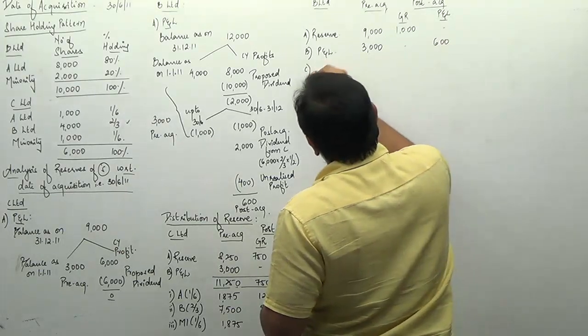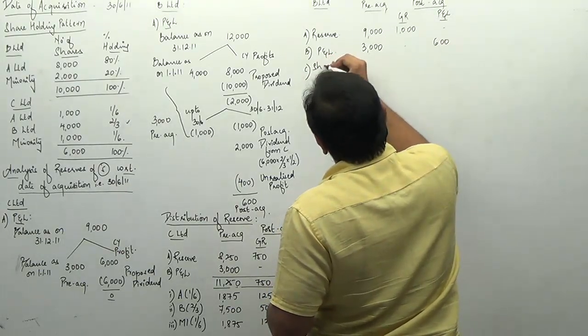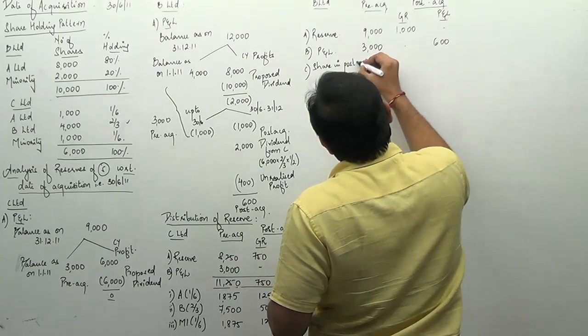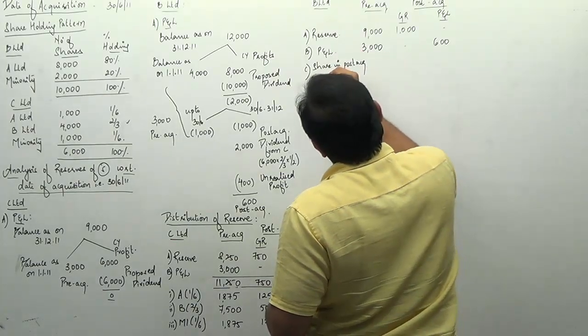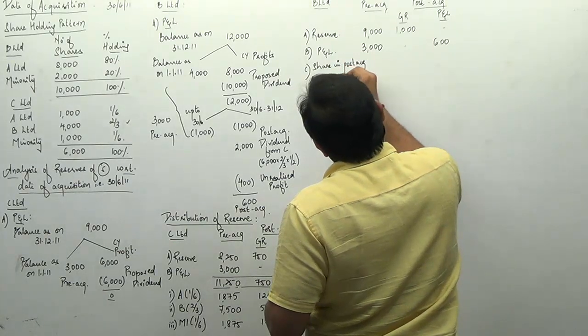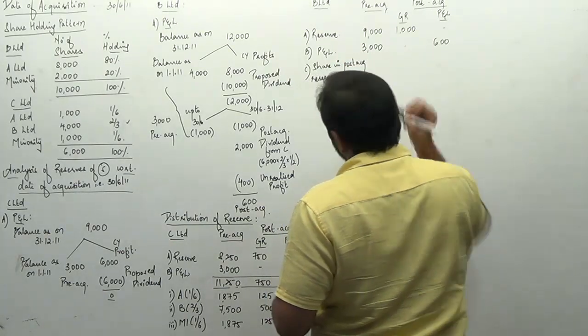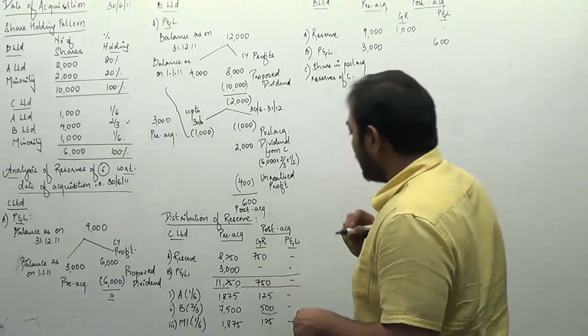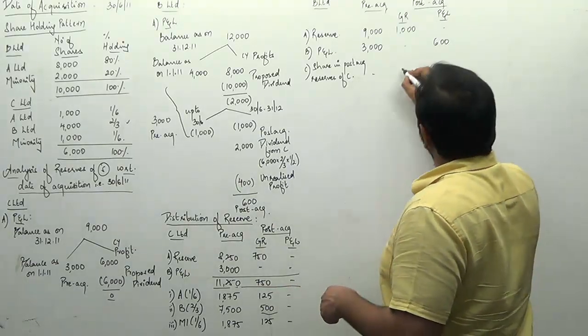I can't stop here. We have to go for B Limited's share in post-acquisition reserves of C. B Limited's share in post-acquisition reserve of C is only 500 rupees for general reserve.